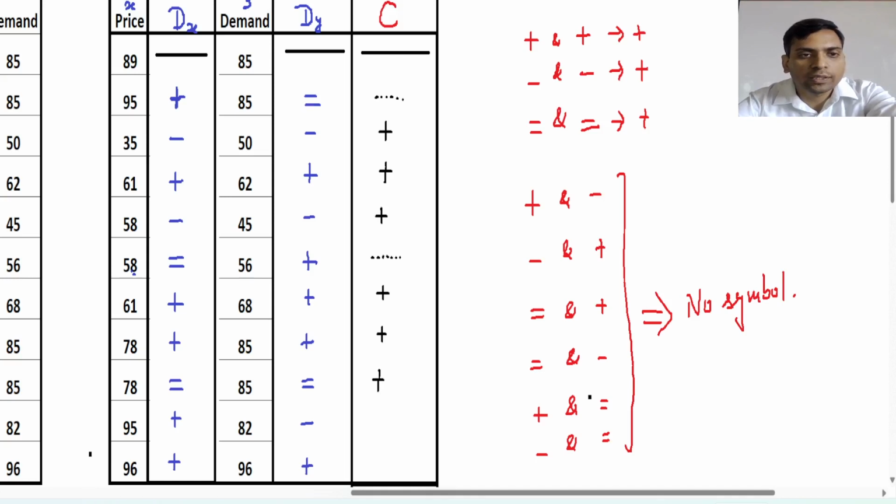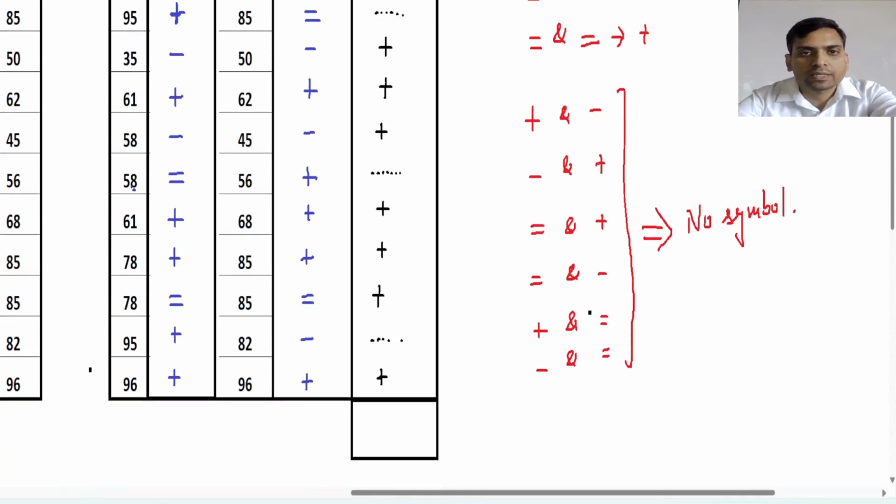This is the same symbols, that's why plus. And this is the opposite symbol, that's why no need to write any symbol, simply we will write dash dash. And for plus plus we will write plus. So now we will count total pluses. So these total pluses, C equals 1, 2, 3, 4, 5, 6, 7. So C equals 7.